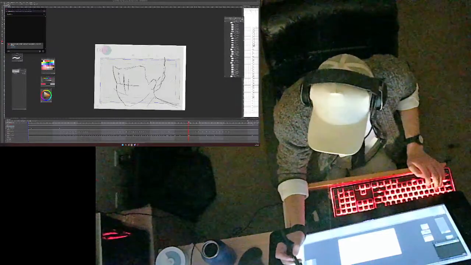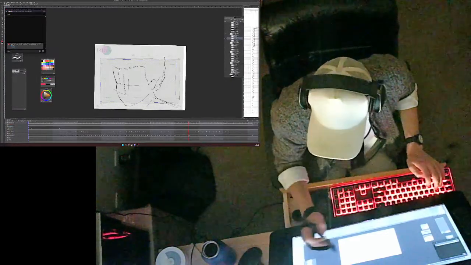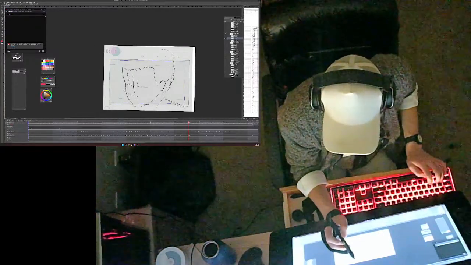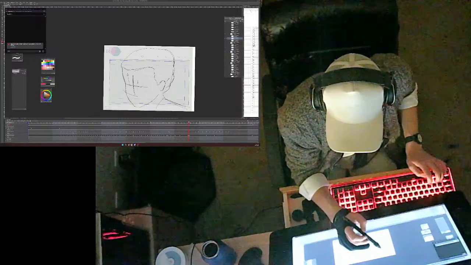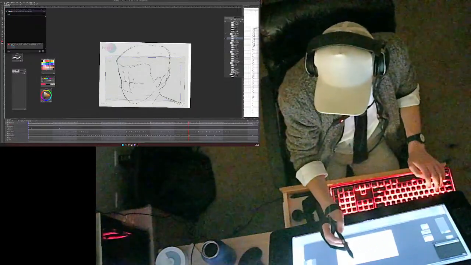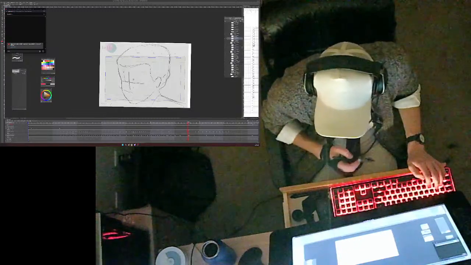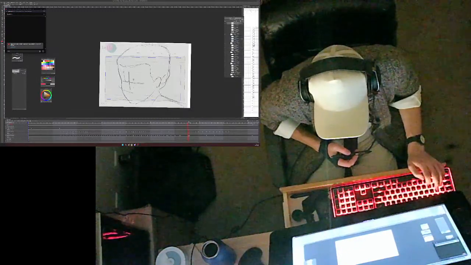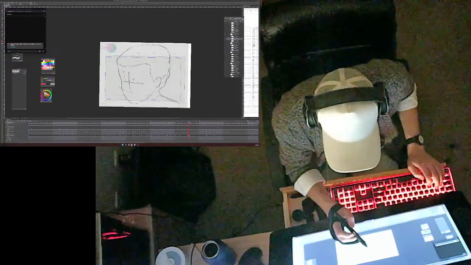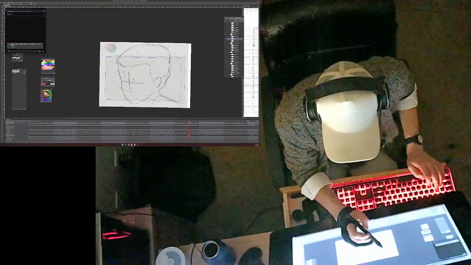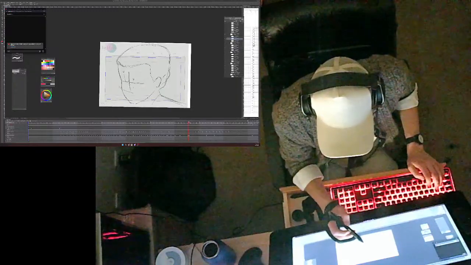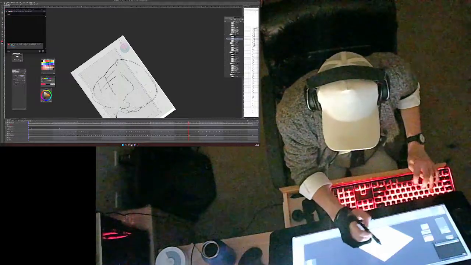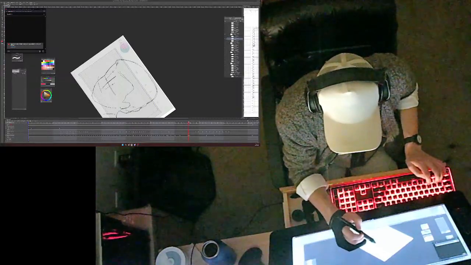I'm gonna lower the opacity of that so that I can see what's going on outside the frame. But yeah, no, it's really important to have gesture while you're animating. And to just say, oh, gesture is like an incomplete drawing, it's not doing it justice. I don't know.